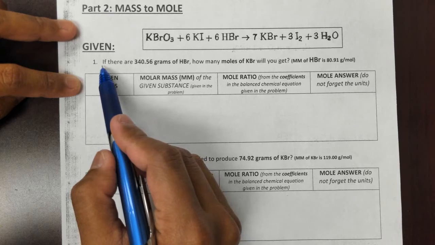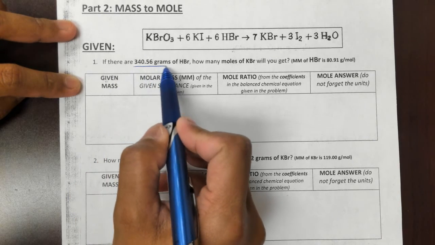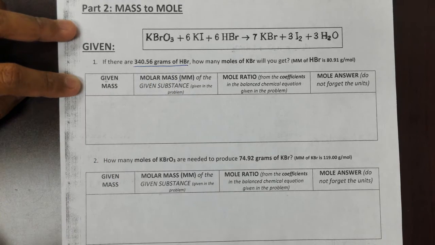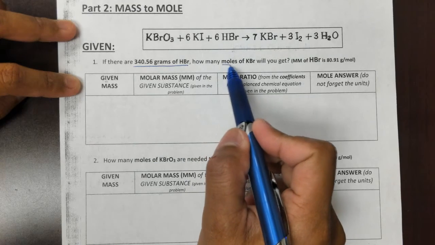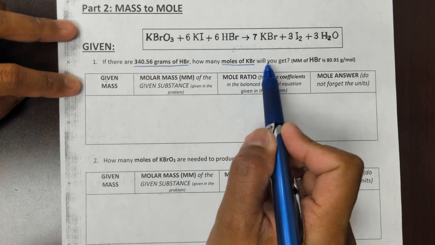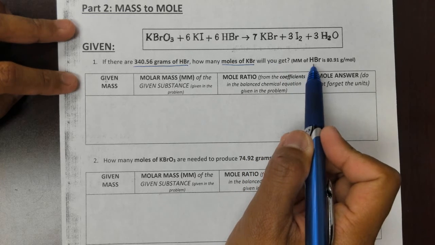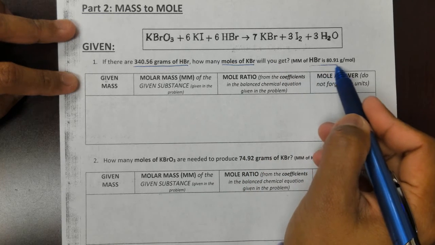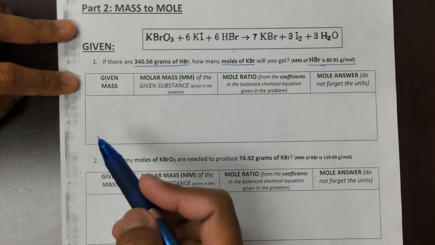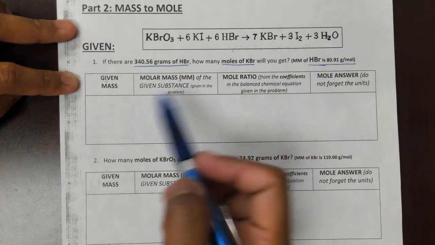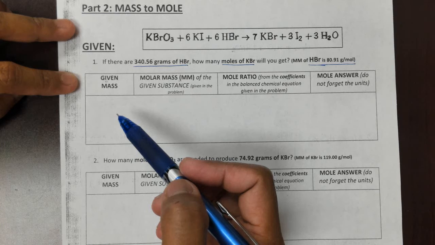So it says that if there are 340.56 grams of HBr, how many moles of KBr will you get? At the same time, you are given the molar mass of HBr, which is 80.91 grams per mole. So these three things are the important details that you need to remember as you analyze the problem.